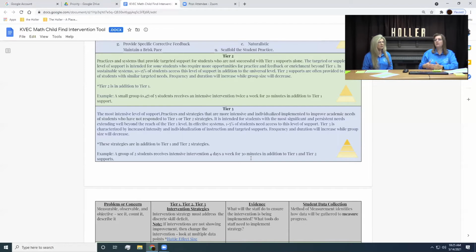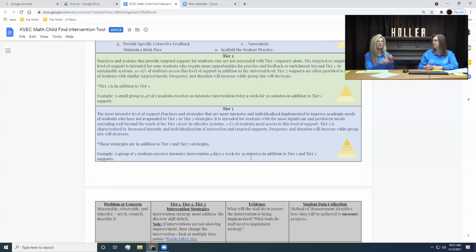Now, does that mean I'm going to be changing the strategy that I'm doing? Probably not. I can use that strategy all the way through. It's just I'm more intense with it. I'm really getting into breaking that down and showing that student how to do those. Yeah, that student's going to be getting more time with you. And of course, it'll be a one-on-one setting, preferably.